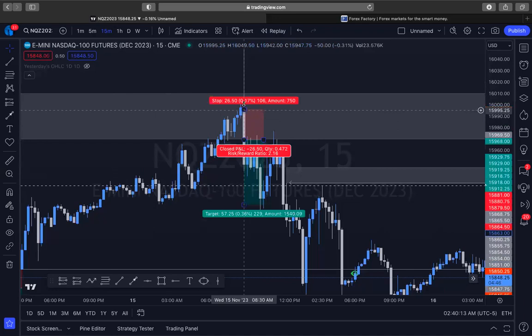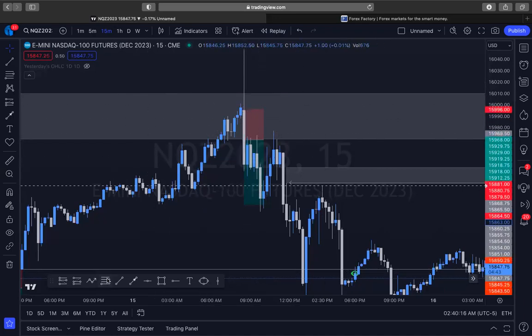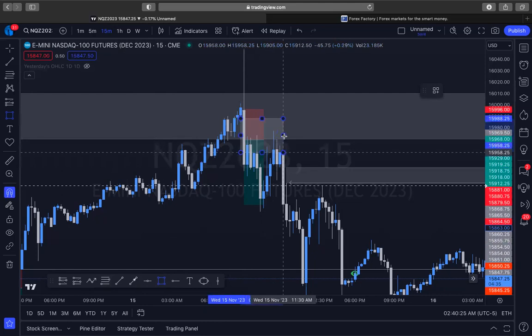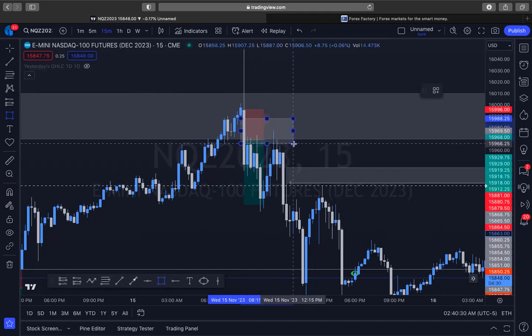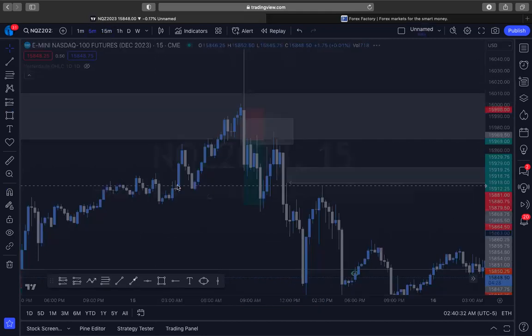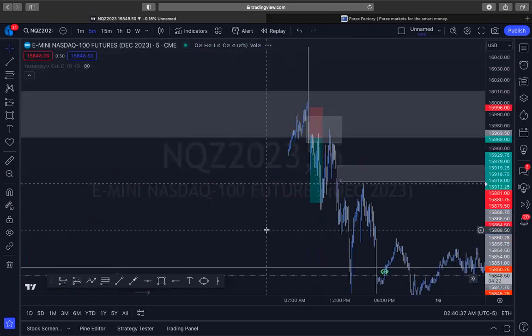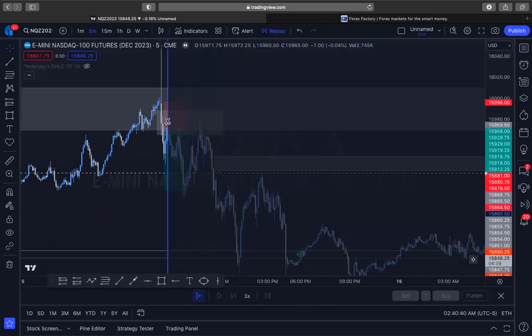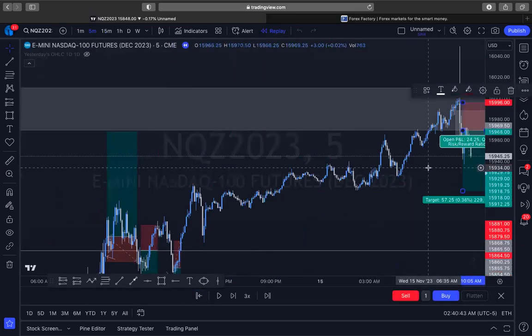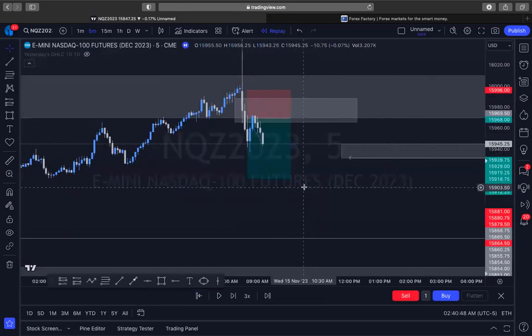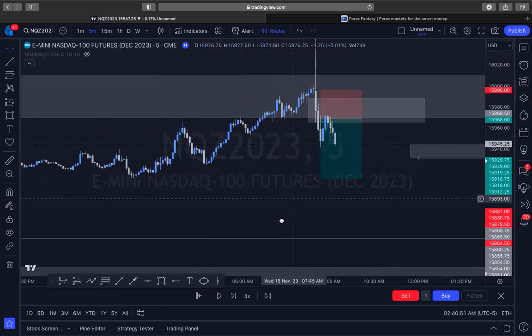Once it tapped into that, I immediately saw that we created this volume imbalance right here, or sorry, this fair value gap. Let me see if I can show this to you guys. It would have been right here. So let's go to the 5-minute time frame. I use the replay button so you guys can see what I was looking at before the market actually played out, what my thought process was during that time, right?